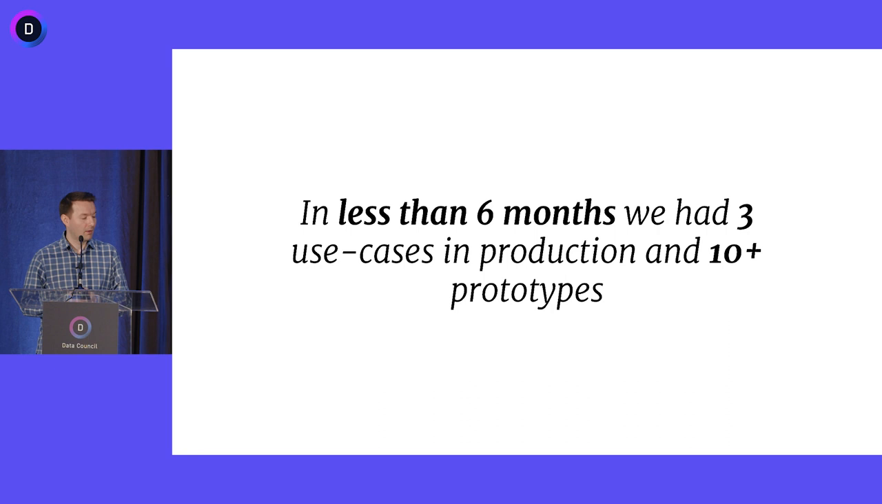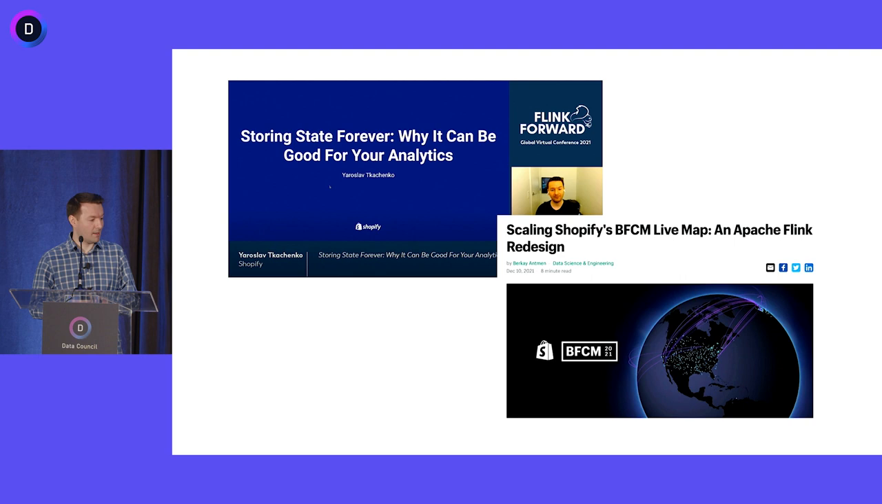So as a result, in less than 6 months, we had 3 very large use cases in production and 10 plus prototypes running. And I presented about one of those prototypes at Flink Forward last year. And there is also an article in our blog about how we implemented Black Friday, Cyber Monday live map with Flink. And part of that map was actually in New York on Times Square on a billboard during Black Friday. And that billboard was powered with Flink, which is kind of nuts.